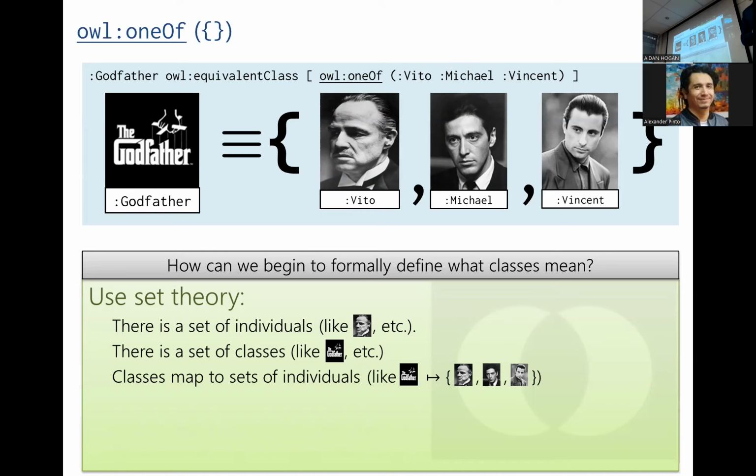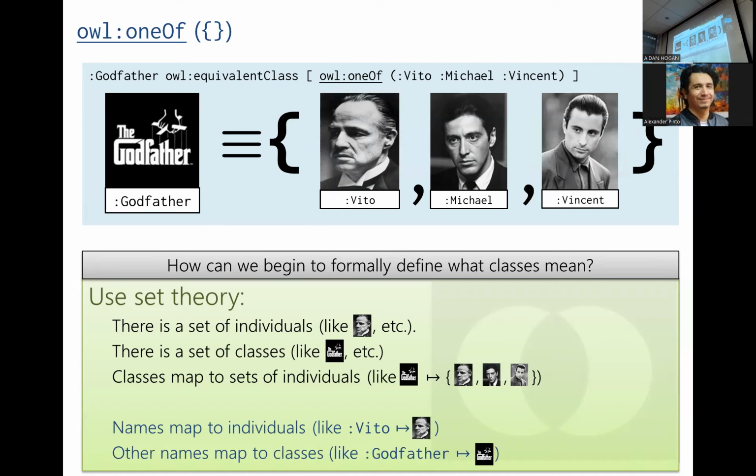And that precisely defines what this axiom is saying. This axiom is saying that this class refers to a set, and that set has precisely these three elements here, these three people. Yeah. And that's exactly what we want to say. So names map to individuals then, like Vito maps to this person or character in the real world. Other names might map to classes. For example, in this case, Godfather actually maps to this other type of entity, which is a class, and that class refers to a set.